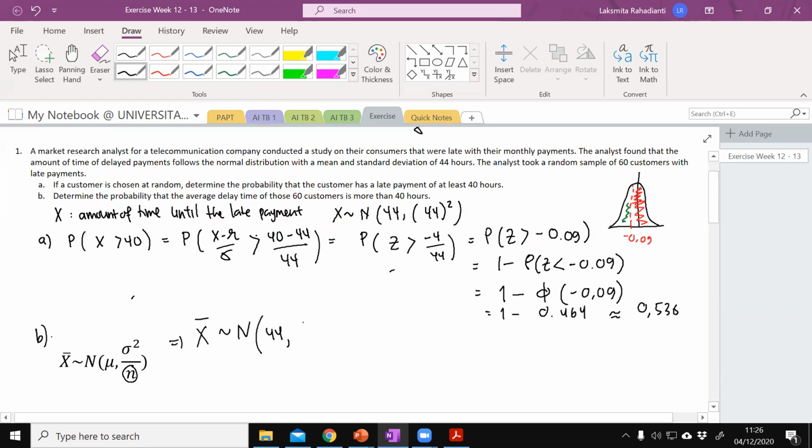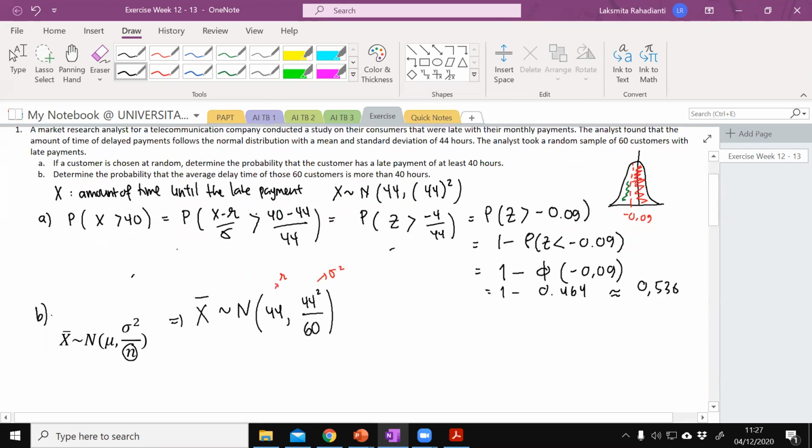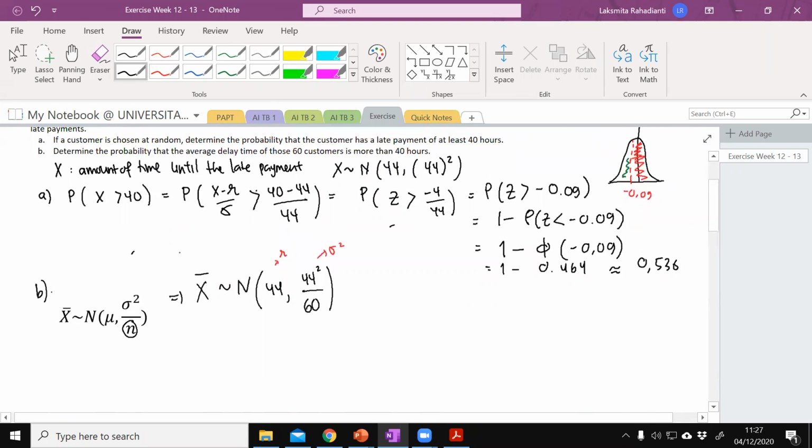However, the variance of this distribution is 44 squared divided by 60. So in our new distribution of X bar, this is our mu, and this entire thing is our variance. So when they ask us to compute what's the probability that the average delay time of 60 customers is more than 40 hours, what is being asked of us is what is the probability that X bar is more than 40 hours.